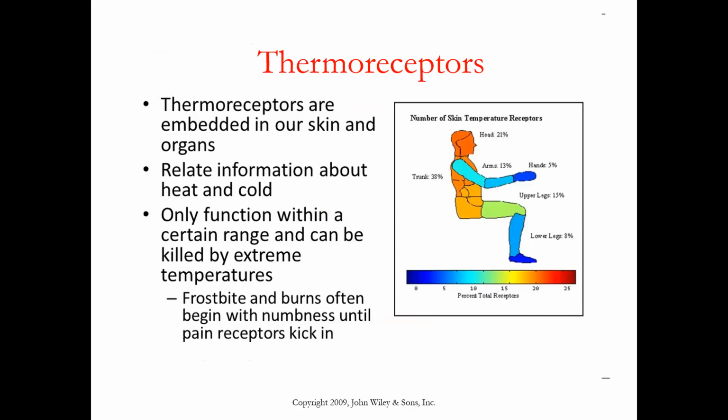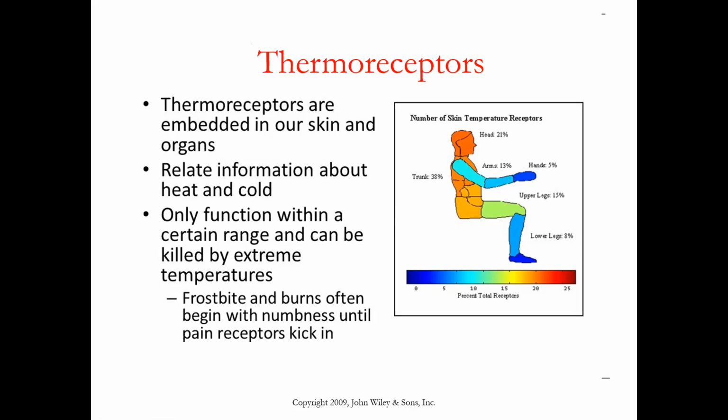So, what about the thermoreceptors? They're free nerve endings. Thermoreceptors are going to be either for heat or for cold. They have ranges that they function within. So we essentially have thermoreceptors for cold and thermoreceptors for heat. And we see where many of our receptors are located. We have, apparently, 8% in our lower legs, 21% in our heads, 38% in our trunk, 5% in our hands.